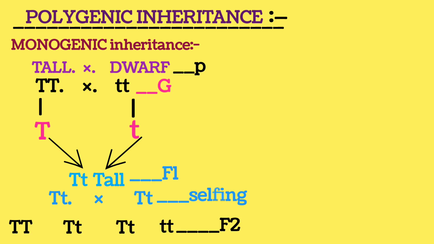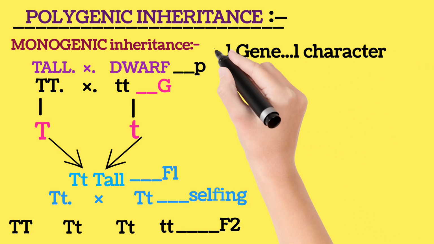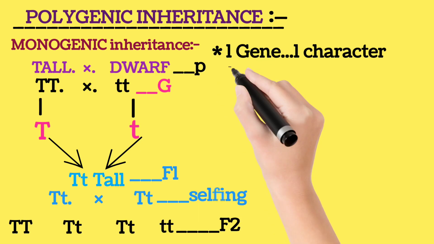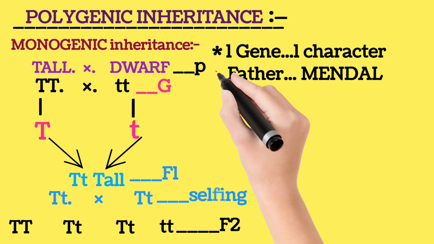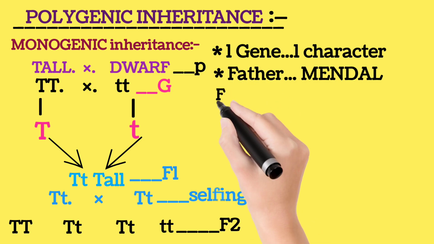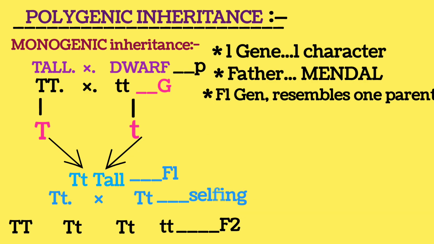From this cross we can conclude some important points. In monogenic inheritance, one gene controls one character. Very important point. And its father is Gregor John Mendel. Now see towards the diagram. Here the F1 individual resembles one of the parents, that is tall. Here the tall parent is the dominant parent.